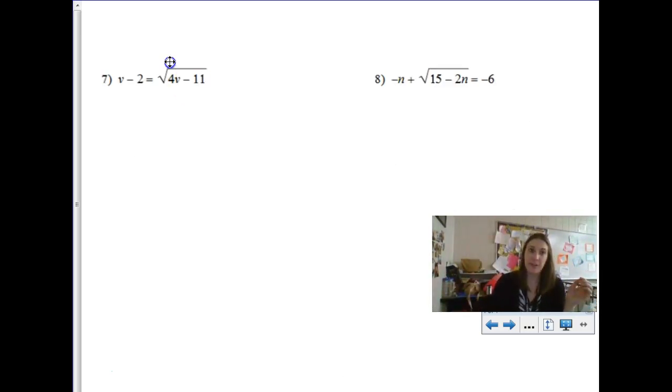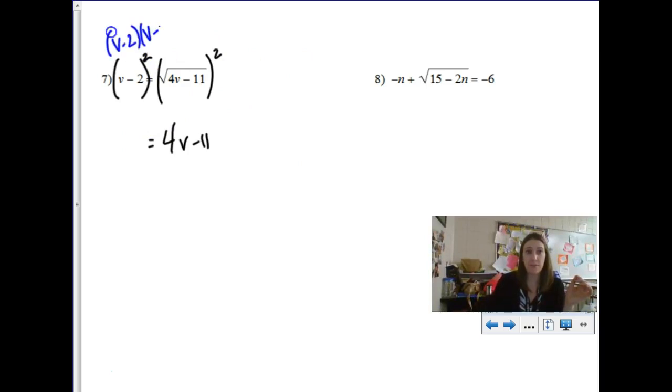Let's try another. This is another unusual case where if I square both sides, the right side of the equation is easy. The square root and the square will just cancel. But over here on the left side, you have v minus 2 times another v minus 2. Remember, v minus 2 squared is a distribution problem. So if I go ahead and FOIL that out, we get v squared minus 2v plus another negative 2v, so negative 4v. And then negative 2 times negative 2 is plus 4.